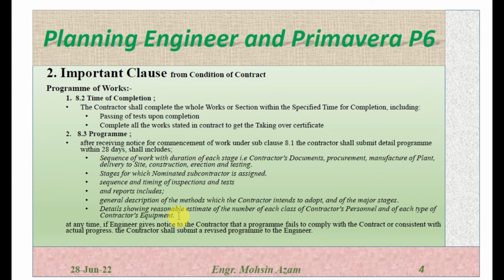So at the same time we have to submit manpower and the equipment detail which we will mobilize in the project. At any time, if the engineer gives notice to the contractor that a program failed to comply with the contract or is not consistent with actual progress, the contractor shall have to submit a revised program to the engineer. So at any stage of the project, as is written here, if the engineer feels that the program which the contractor submitted is not reflecting the actual progress on the site, or it's deviating from the actual progress, they can request the contractor to submit the revised program.